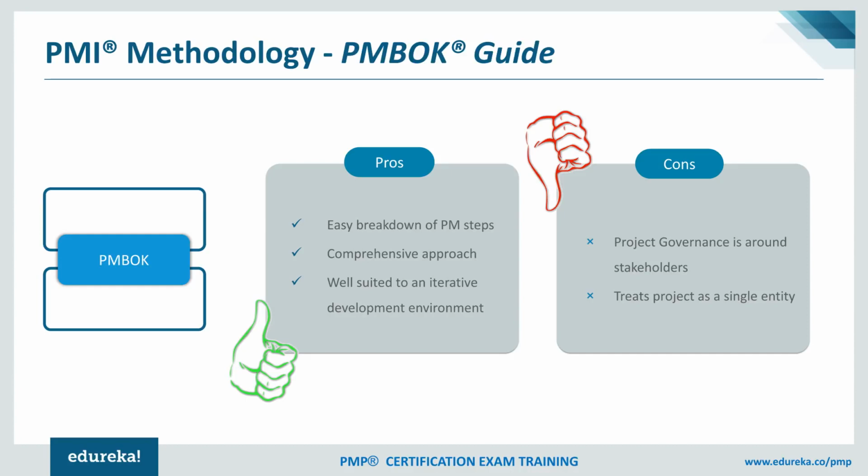This is definitely suitable for an iterative development environment, because once we work in an iterative manner, we are also able to get periodic feedback from the customers. And that's what would certainly help in enhancing the overall outcome that you're producing. Cons: project governance is around stakeholders. So obviously stakeholder involvement is very critical while working through a PMI guide, and it treats the project as a single entity. So again, if it is a program, then obviously you would be working on multiple projects, so applying it there, we need to certainly scale up. We've just covered what PMI is at a very high level, with 49 processes, 10 knowledge areas, and 5 different process groups.